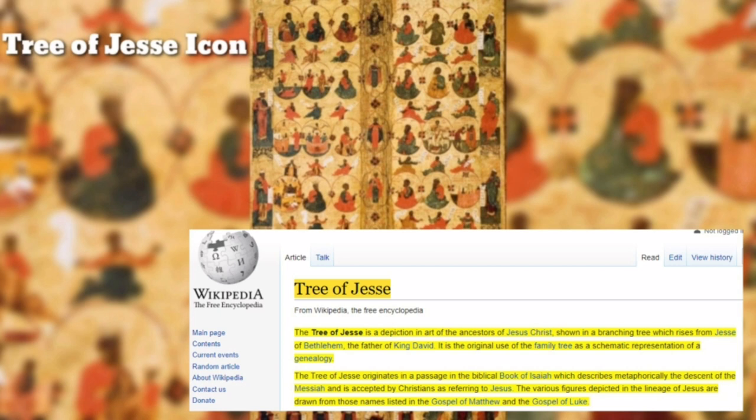The Tree of Jesse originates in a passage in the biblical book of Isaiah, which describes, metaphorically, the descent of the Messiah, and is accepted by Christians as referring to Jesus. The various figures depicted in the lineage of Jesus are drawn from those names listed in the Gospel of Matthew and the Gospel of Luke.